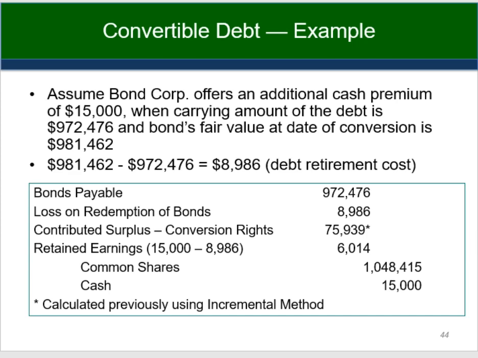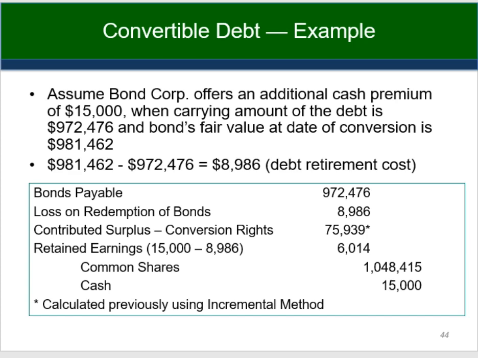The bond's fair value at the date of conversion is 981,462, and so there's a debt retirement cost, essentially a loss on the redemption of the bonds for 8,986, the difference between the fair value and the carrying amount of the debt. So basically we're repricing the bonds to the net amount of the fair value. So the bonds payable goes down by 972,476. We record a loss on the redemption of the bonds of 8,986.